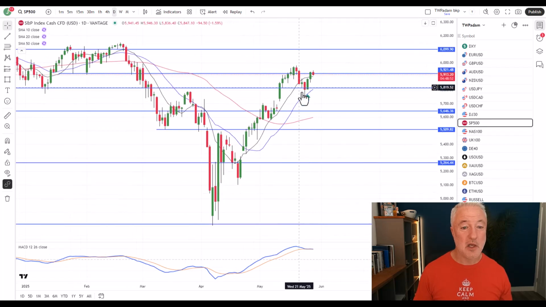The S&P as well, pushing back into the moving averages, trying to go a little bit higher. And it is a bit of a spot here, because if it does ultimately succeed in breaking through here, it's going to continue up. And there's a big battle here.